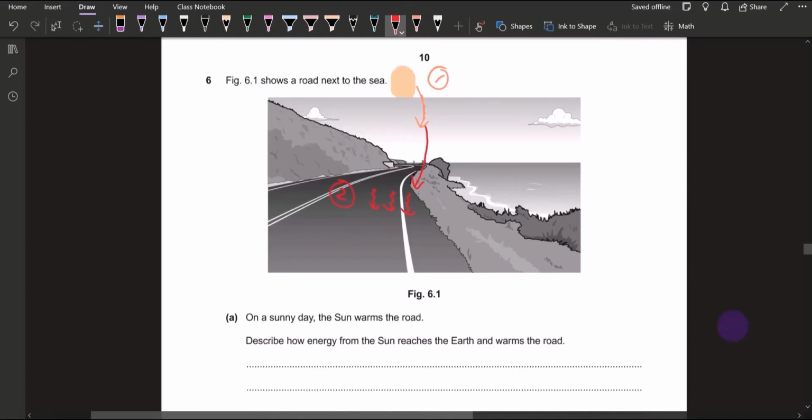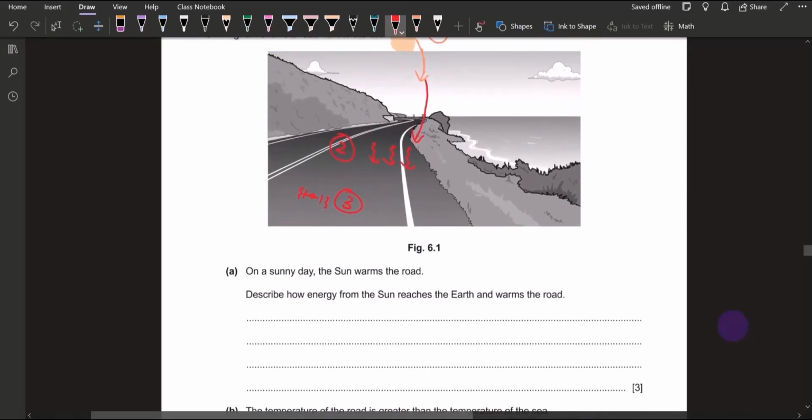The third step is that the molecules inside the road, for example, this is one molecule, it gets enough energy to vibrate. So it starts vibrating here. And this is going to be our third point. So we can write this down here by describing it in our own words. So radiation or light travels through the space from the sun. So light travels from sun through space and enters the earth.